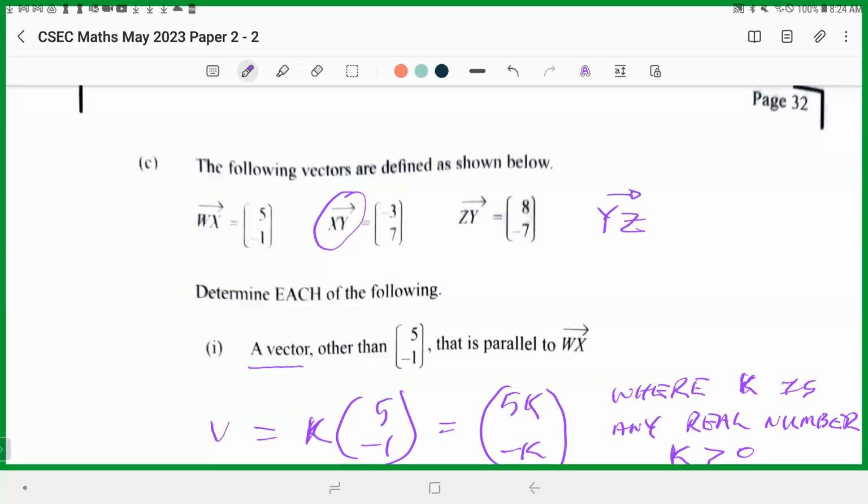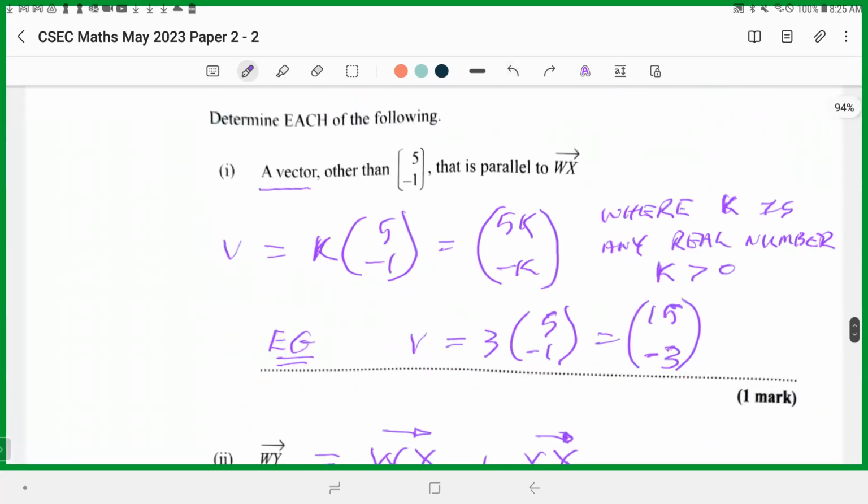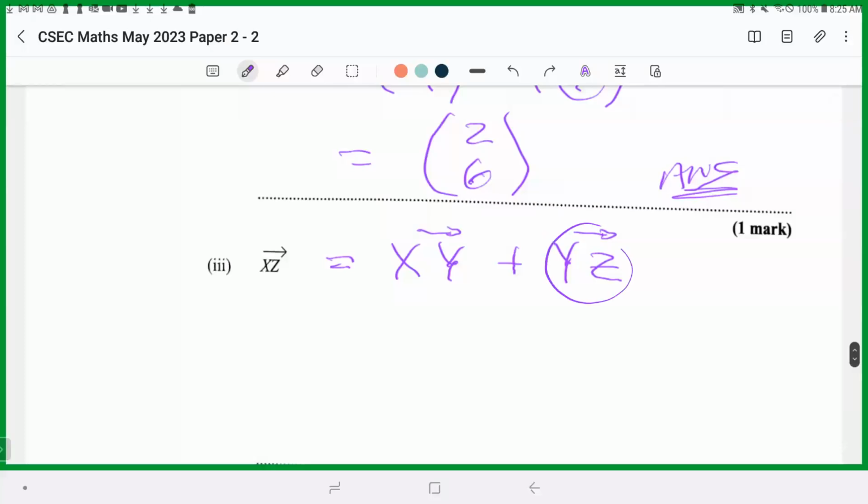YZ is the inverse of ZY. So if they give you ZY and you really want YZ, it's going in the opposite direction. And opposite direction in vectors is taken with the negative. So this will become a negative 8 if we're going in the opposite direction, and this will become a positive 7. And so if we want to use YZ, then this is it, negative 8, 7. And that's what we need down here for this question, YZ.